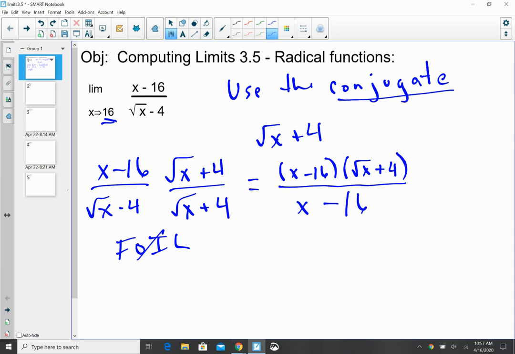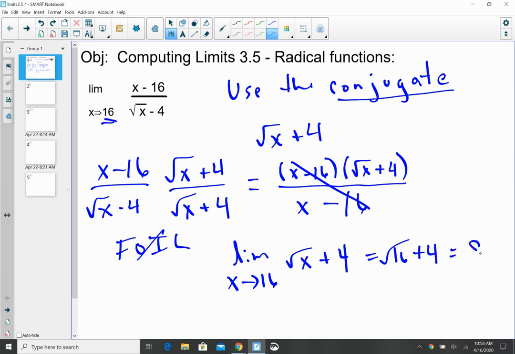Now, you might be looking at this and saying, oh, check that out. Bang, they cancel each other out. That's so sweet. So this is the same thing as what the original function was. So now we're back to the part where we could just plug in. And when you plug in 16, the square root of 16 plus 4, 8 is your answer. So knowledge of conjugates is what's going to help you with the radical functions.